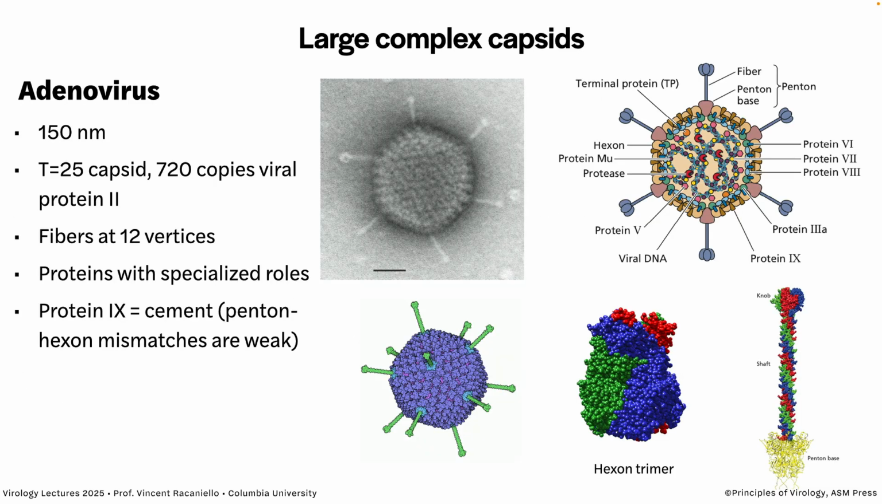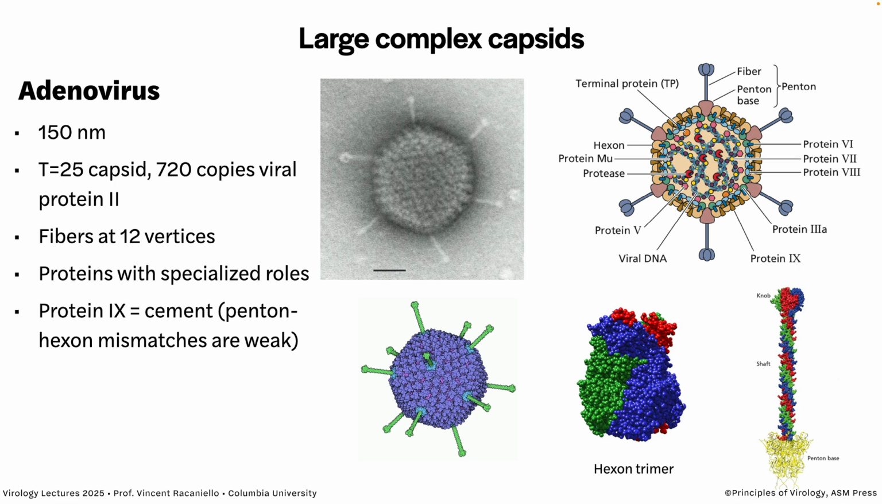All right, we're going to make bigger virus particles. Adenoviruses, 150 nanometers. This is a T equals 25 capsid. It's made up of 720 copies of protein 2. So here's a trimer of protein 2. It's forming what's called a hexon. And here's an electron micrograph of the adenovirus. And most of those subunits are hexons.